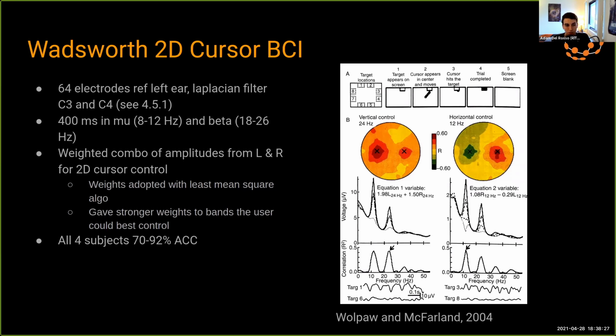And rather than having those kind of bins to determine how far you're going to move the cursor, they actually had continuous equations that had weights applied to the value of the C3 or C4 amplitudes. And they got, again, just 4 subjects, but they got them all to 70 to 92% accuracy, which is certainly impressive. You can see what they did here with 8 different target locations.